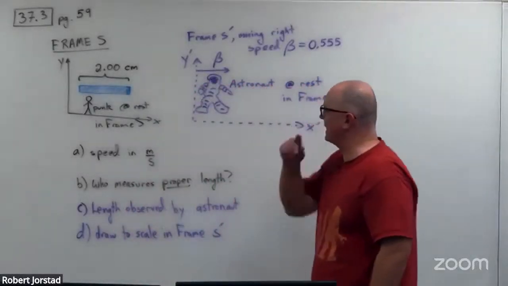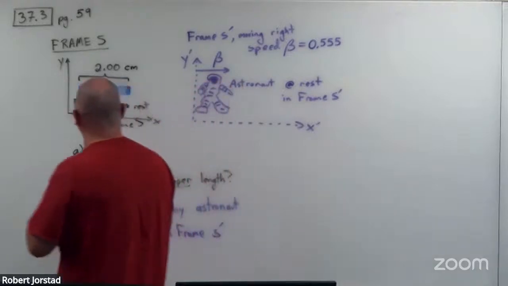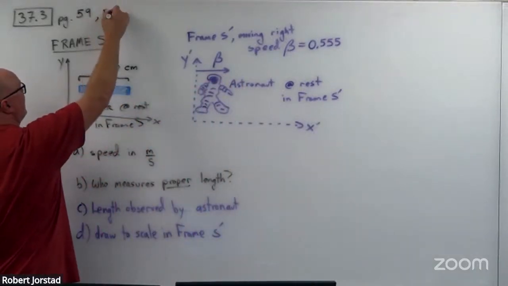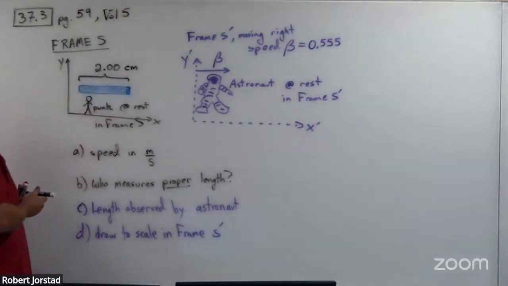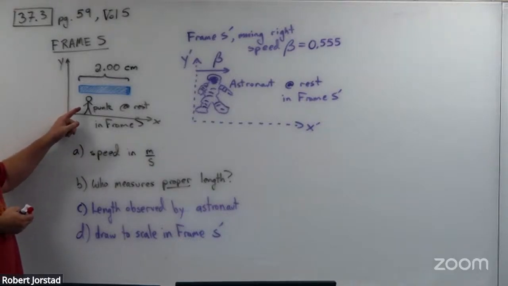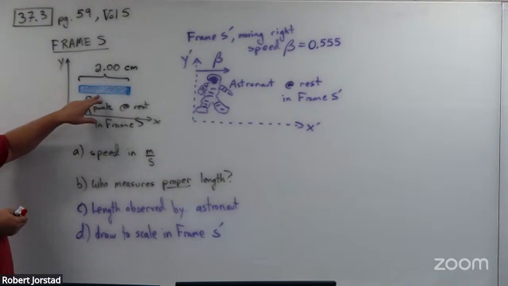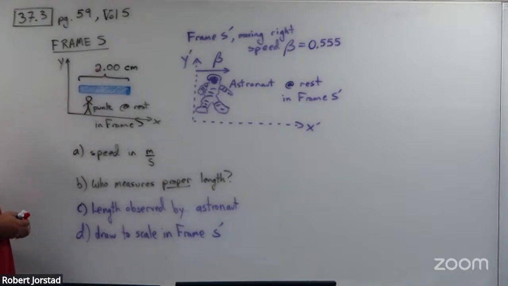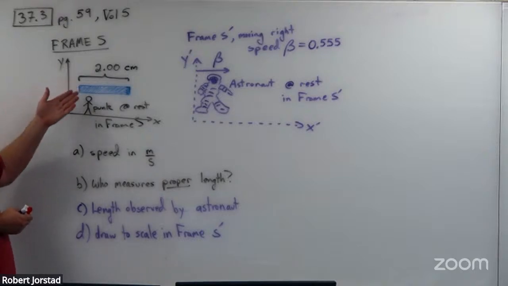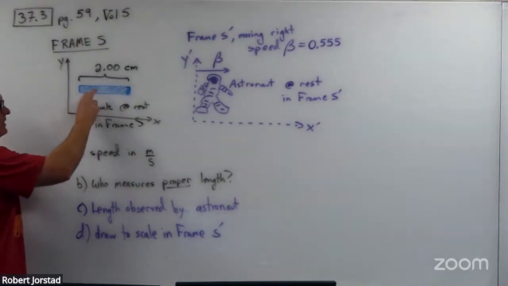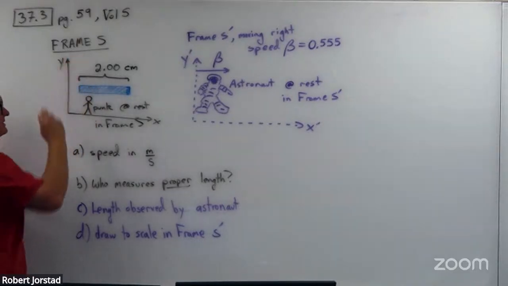Okay, now I want to look at problem 37.3, page 59 of volume 5. In this problem, there's going to be a punk, not drawn to scale, a mini punk in frame S. Frame S is at rest, and this rod has a length of 2 centimeters in this frame. And in this frame, that rod is also at rest. So the punk and the rod are both at rest when viewed in frame S.